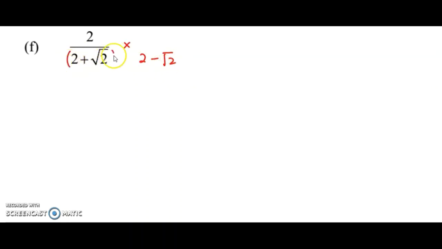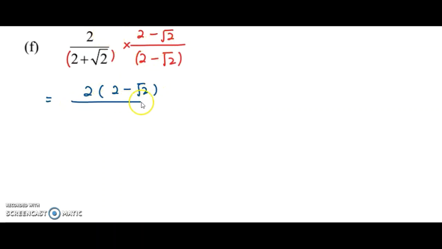So later on, when you expand, you can see that the surd term will disappear once you multiply by the conjugate. Don't forget, on top you also need to multiply by 2 minus surd 2 so that this becomes 1. For the numerator, I will just write down 2 multiplied by 2 minus surd 2. Down here at the denominator, I will expand: 2 multiplied by 2 is 4. 2 multiplied by negative surd 2 is negative 2 surd 2. A positive surd 2 multiplied by 2 gives positive 2 surd 2. And surd 2 multiplied by negative surd 2 gives negative 2.